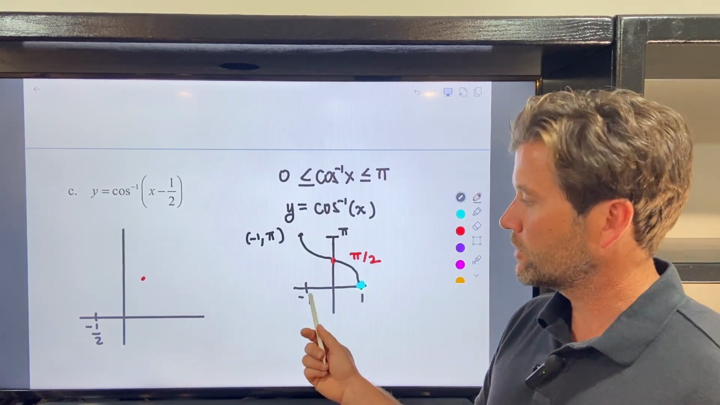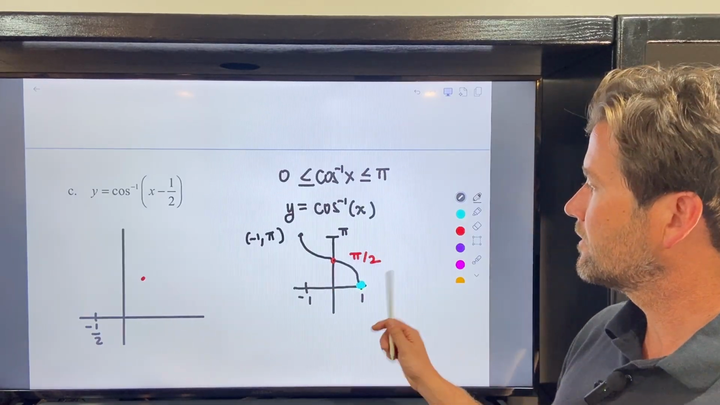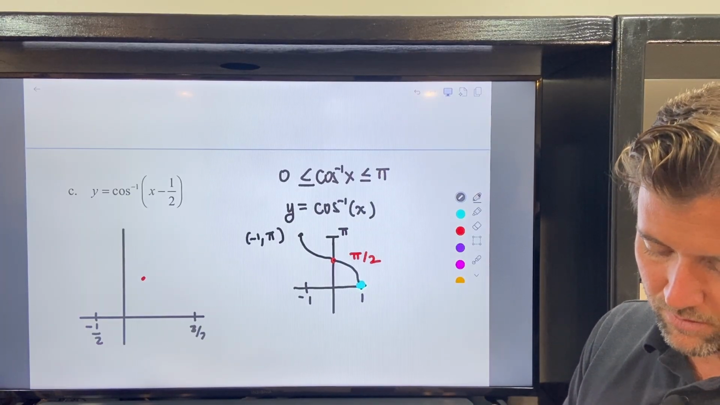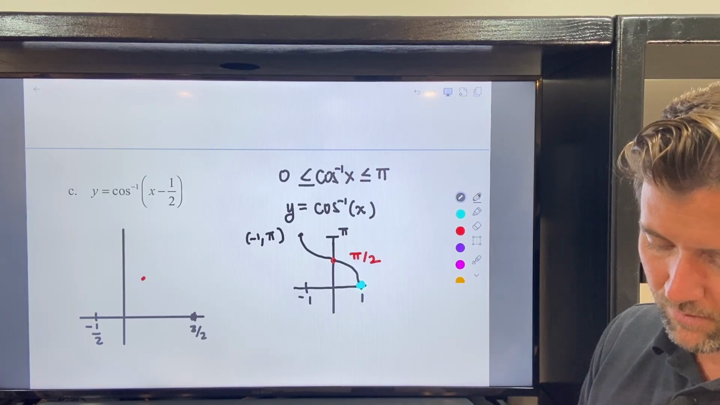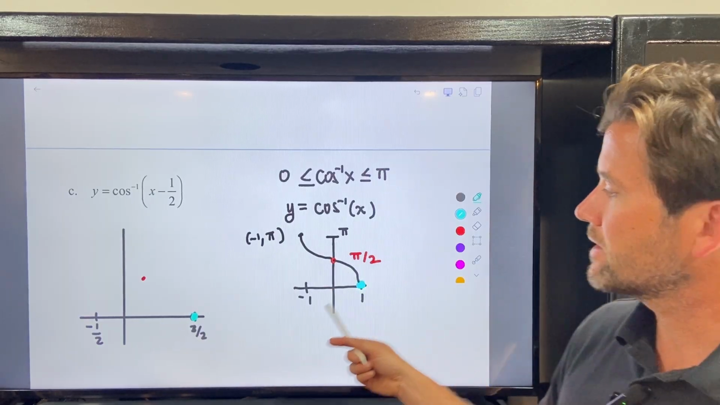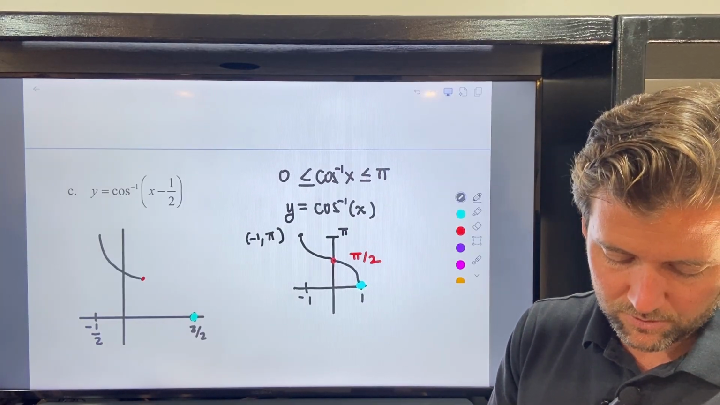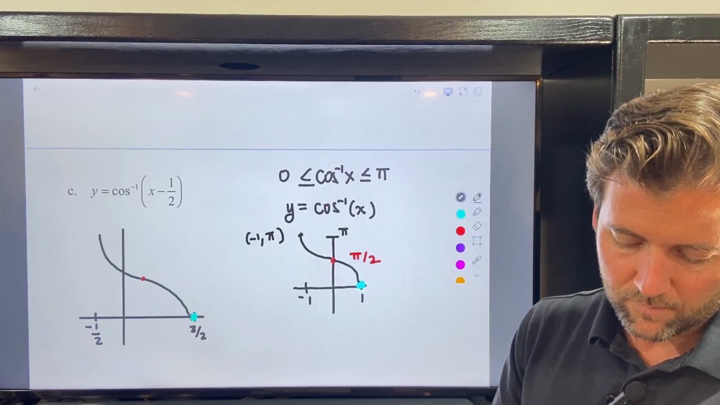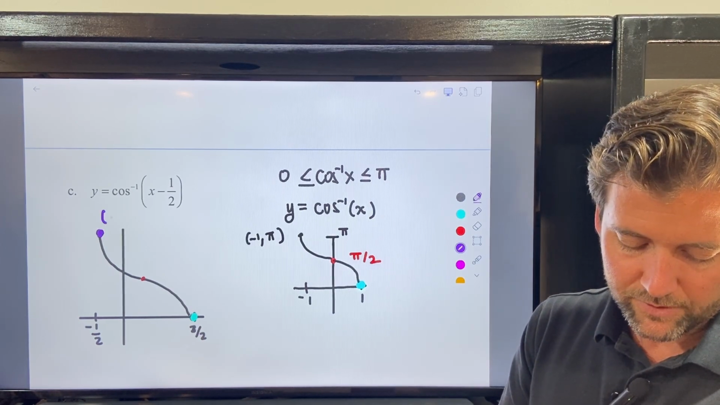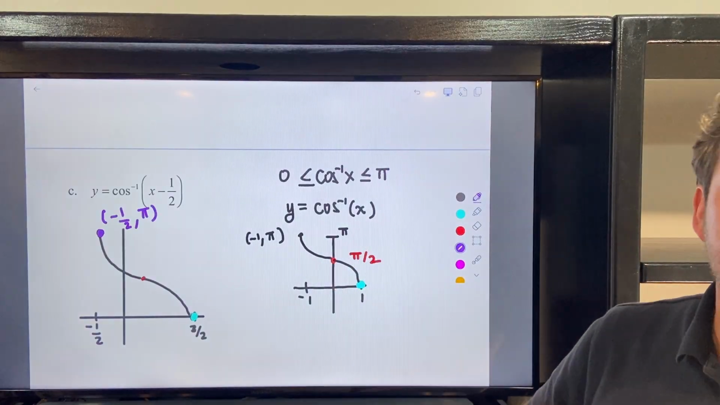And then to finish my earlier thought, the domain is -1 to 1. If I shift it to the right a half, this 1 plus a half will become 1.5, or 3/2. So every point gets shifted to the right a half, but I'm focused on that right now. It goes right here. So I'm going to draw my curve like this. This point here, I'm going to label, because the directions say to label your endpoints. This is -1/2, comma, pi. The range is still 0 to pi.